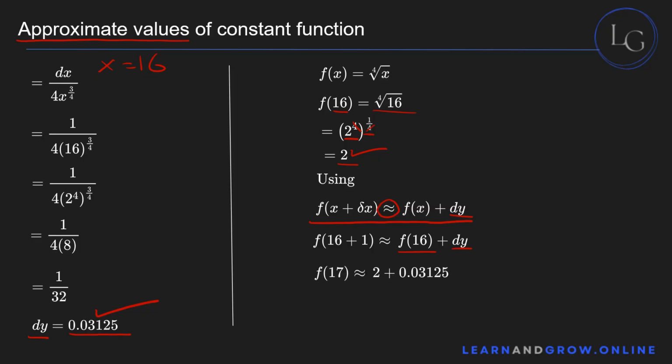Now, f of 17 is equal to 2 plus 0.03125, and as you know that f of x is equal to the fourth root of x, and hence this is why we have 17. The fourth root of 17 over here is approximately equal to 2.03125, and that is actually very true. And so you've actually proven the approximate value of the fourth root of 17 with this particular rule using differentials.